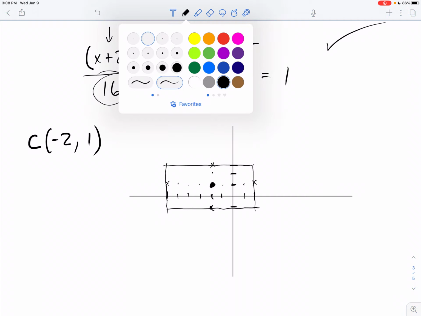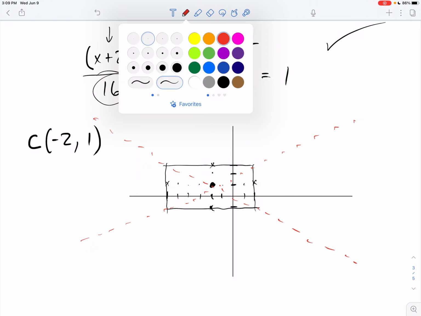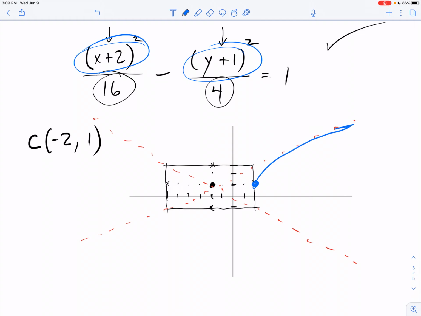I am now going to get my red pen because I'm about to sketch in my asymptotes. And is it x before y or is it y before x? It's x before y. Open side to side. So here is one of my vertices. Here's my other vertex.